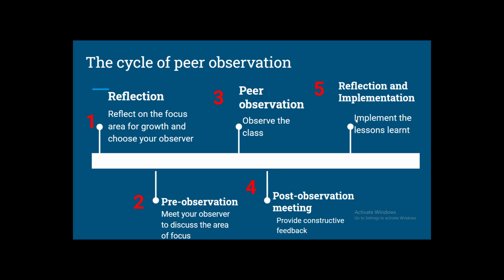And when this is done, we get back to stage one, reflection and implementation. The facilitator now reflects on what they have learned and what they plan to implement. The observer also reflects on the lessons they have learned from the observed lesson and what they would like to pick from there to implement in their own sessions.